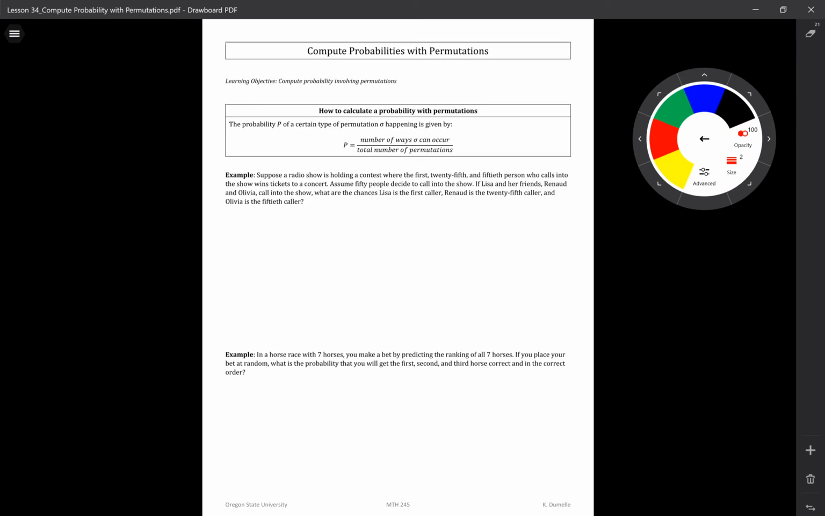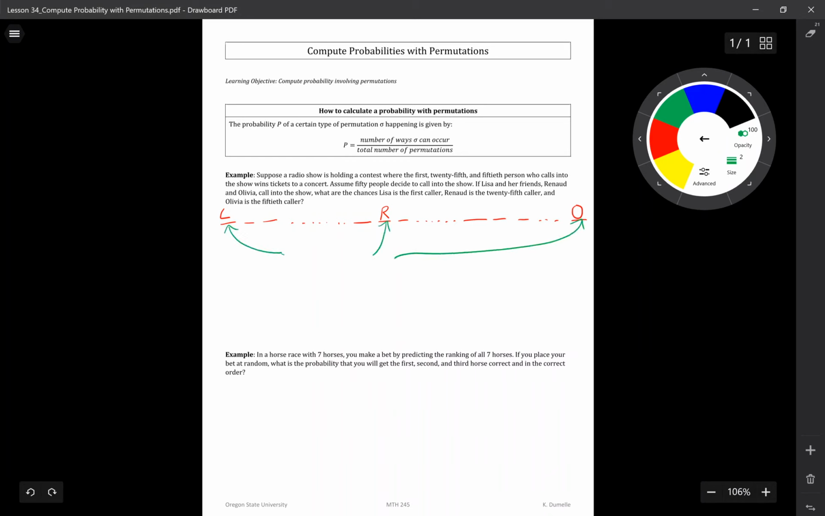So I have 50 slots, and I want Lisa to be the first caller. I want Renaud to be the 25th caller. And I want Olivia to be the 50th caller. So Lisa, Renaud, and Olivia have to be in these slots. So these guys are all fixed.